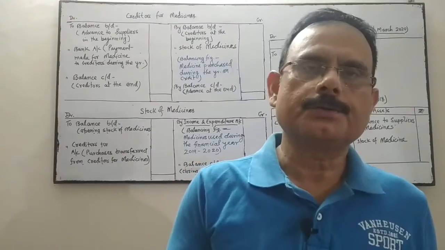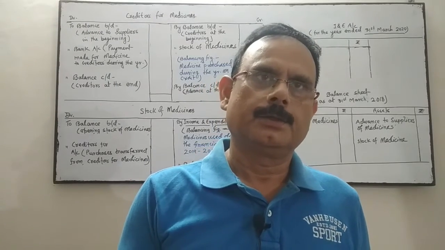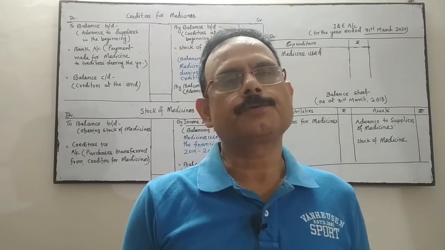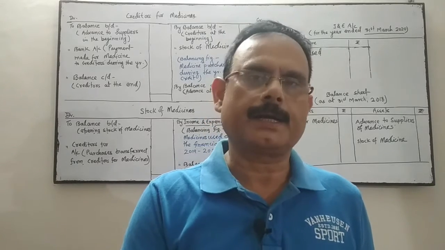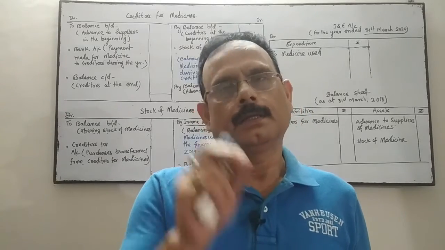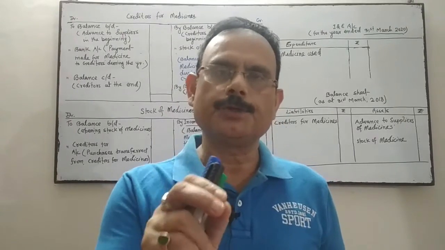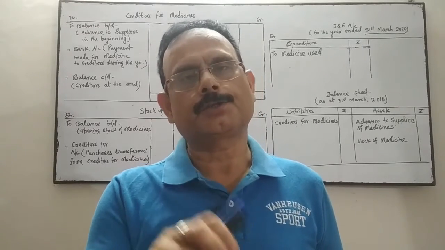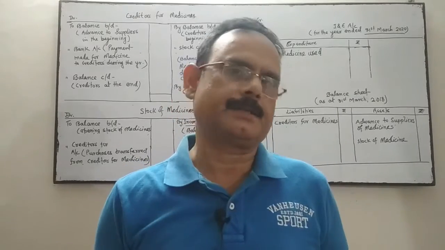Now, when we are going to solve the problem of a not-for-profit organization like a hospital, we have to see that in the hospital one very important item is medicine. Medicine is a revenue expenditure. Obviously, we have to reflect the medicine consumed during the year in the income and expenditure account, and whatever the stock of medicine at the end of the year will be reflected in the balance sheet asset side.